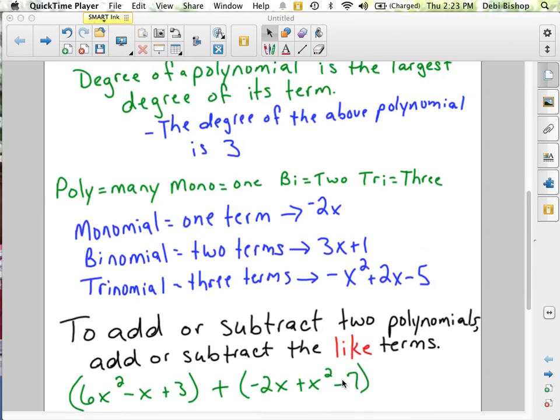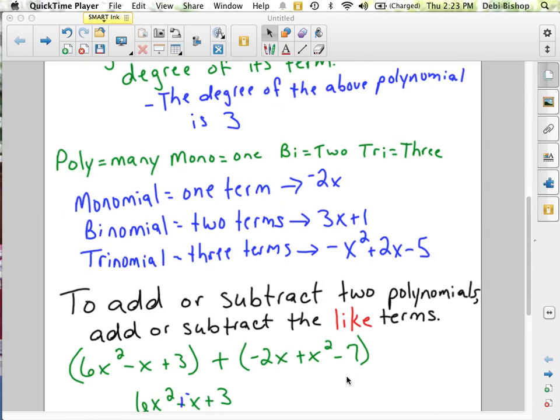So here's just some more general terms. Poly means many, mono equals 1, bi equals 2, and tri equals 3. You should be familiar with these, but those also apply to our polynomials. So we have polynomials as many terms, but to be more specific, we have a monomial, which is considered one term, like negative 2x.